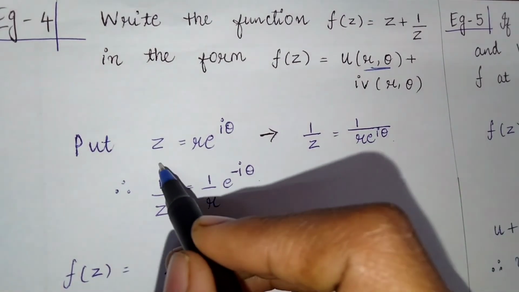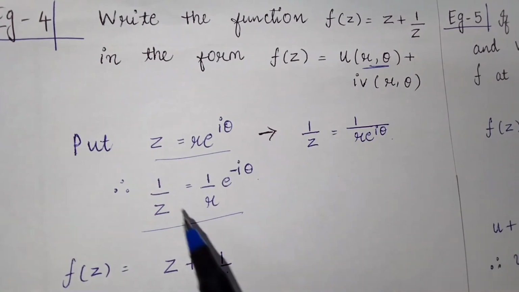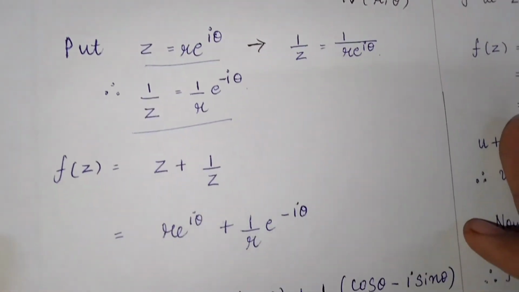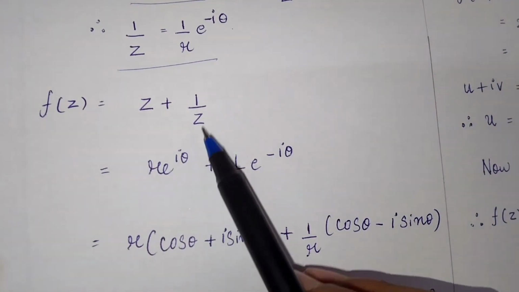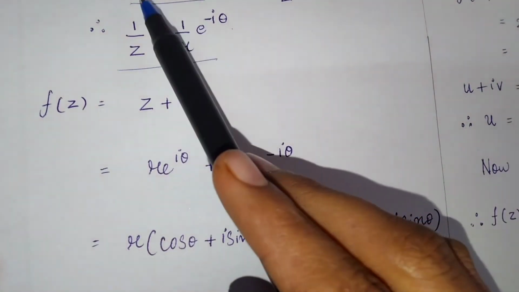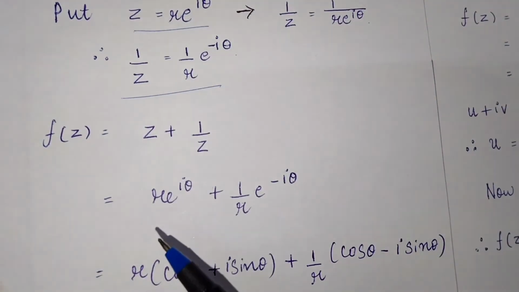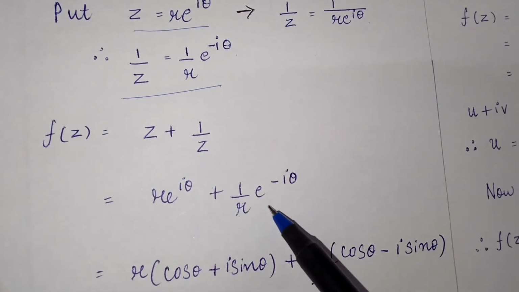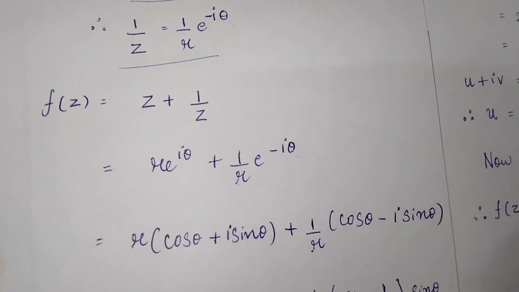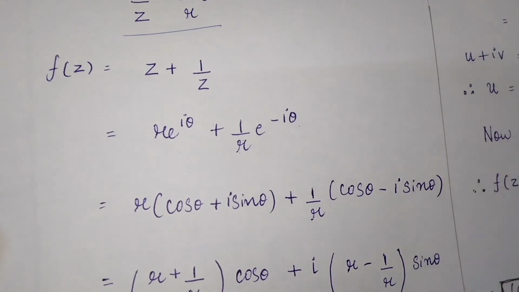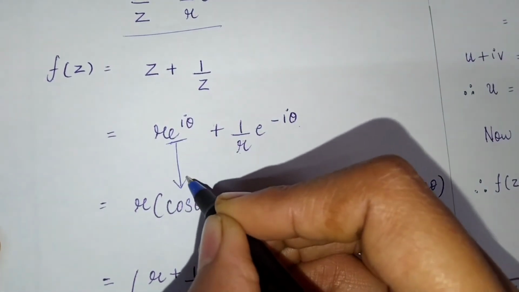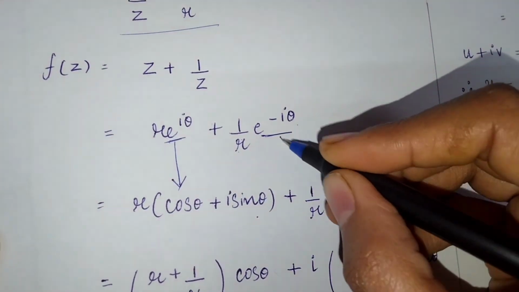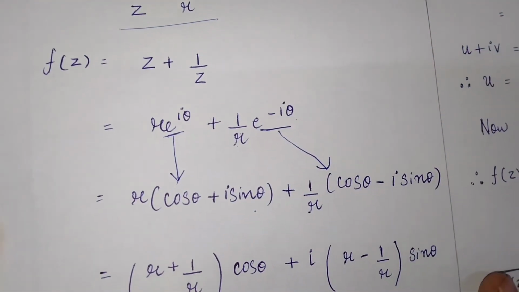So we got the values of z and 1 by z. Now we will put both these values in the given equation. So z plus 1 by z. What is the value of z? r e raised to i theta, which we have to put here. And what is the value of 1 by z? 1 by r e raised to minus i theta. Now you all know that the value of e raised to i theta is cos theta plus i sin theta, and the value of e raised to minus i theta is cos theta minus i sin theta.